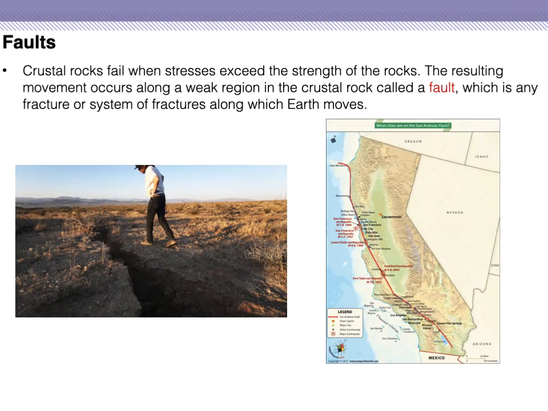Crustal rocks fail when the stresses exceed the strength of the rocks. The resulting movement occurs along a weak region in crustal rock called a fault, which is any fracture or system of fractures along which Earth moves.